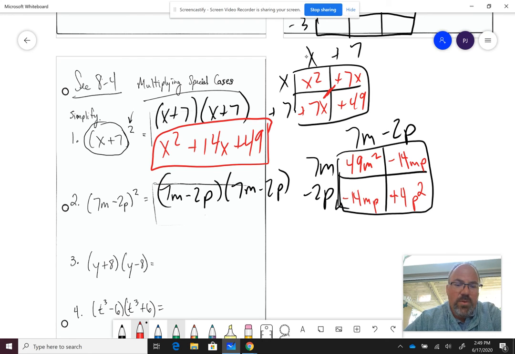All right, where were my like terms? Diagonals. Combine them together. What do I end up with? 49m squared minus 28mp plus 4p squared.